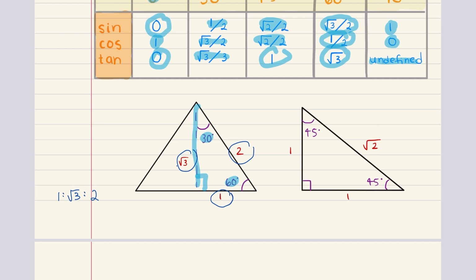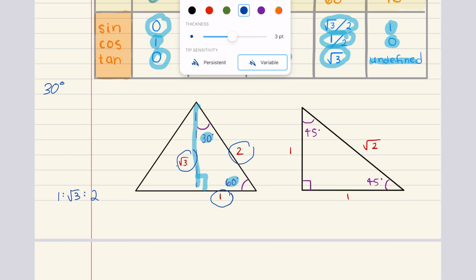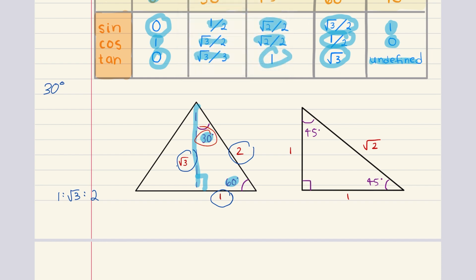Now, using this triangle, we can actually determine the sine, cosine, and tangent of 30 degrees and 60 degrees easily. So for example, for 30 degrees, if that is our angle of interest, I'm going to circle it in red. Let's work through sine. Sine is the opposite side, which is 1, divided by the hypotenuse, which is 2. So sine 30 degrees is equal to 1 over 2. Cosine 30 degrees is going to be the adjacent side, which is square root of 3, divided by the hypotenuse, which is 2.